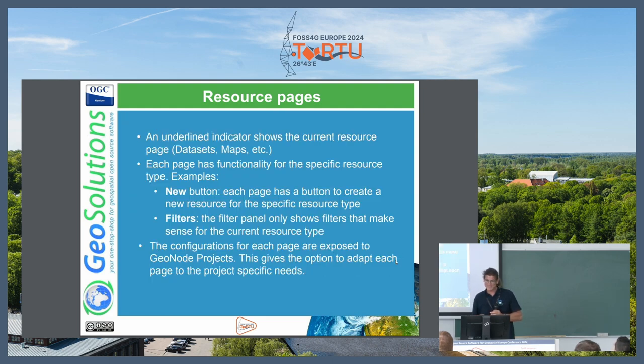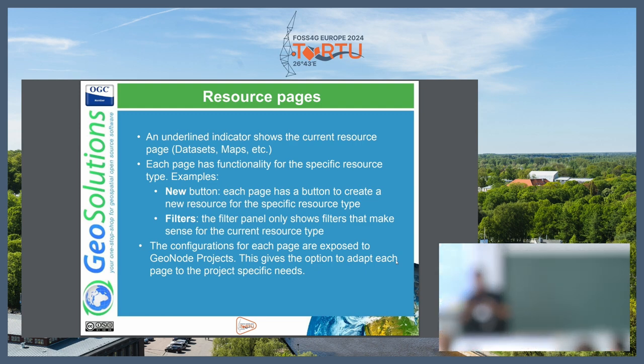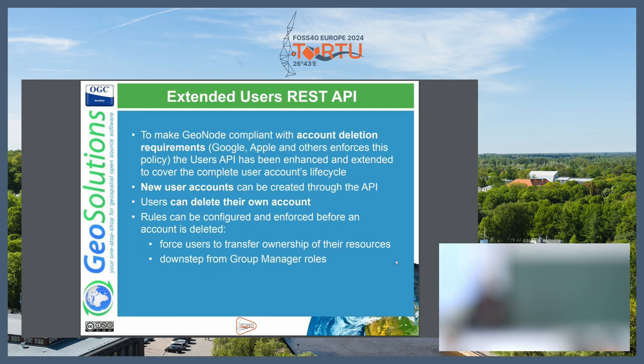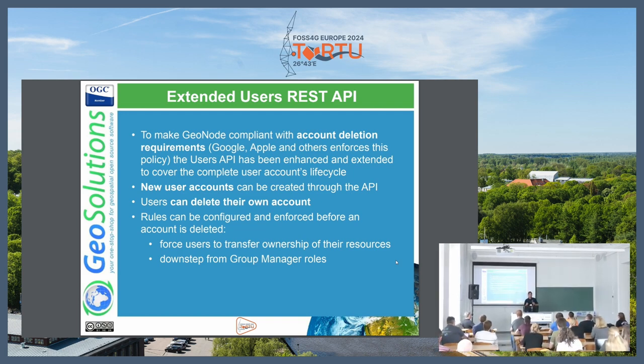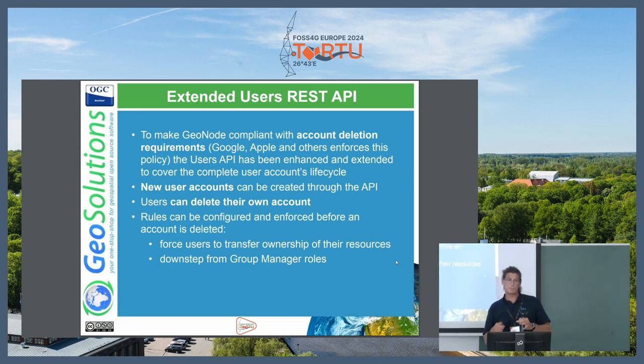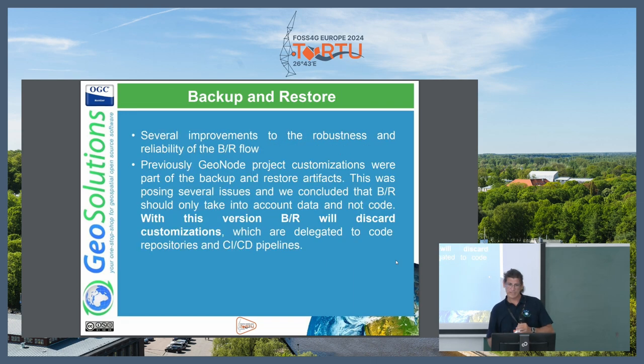Okay. We have a little time left. Now we saw that there are many types of resources in GeoNode. Now there is also a clear way to show in the catalog only the type of resource you want. We extended the user REST API in order to be able to remove accounts. Before it was not possible. When the user was in GeoNode, it was not possible to remove it. So now there is also the possibility to remove it, and since the ownership of resources is quite important, there are also options for moving the ownership of the resources of the user that is going to be deleted into another account.